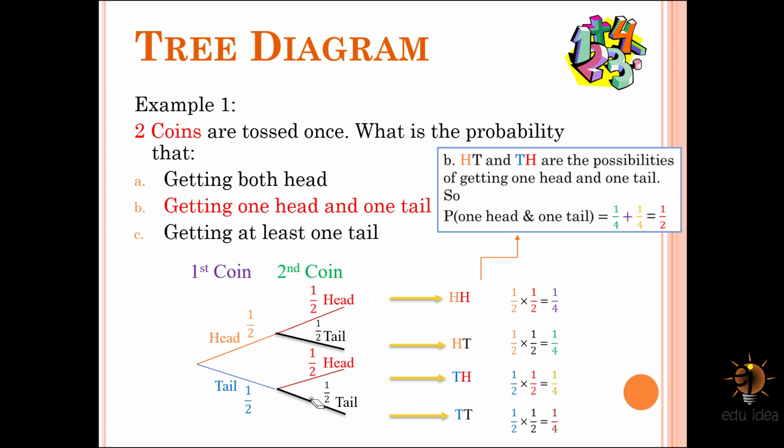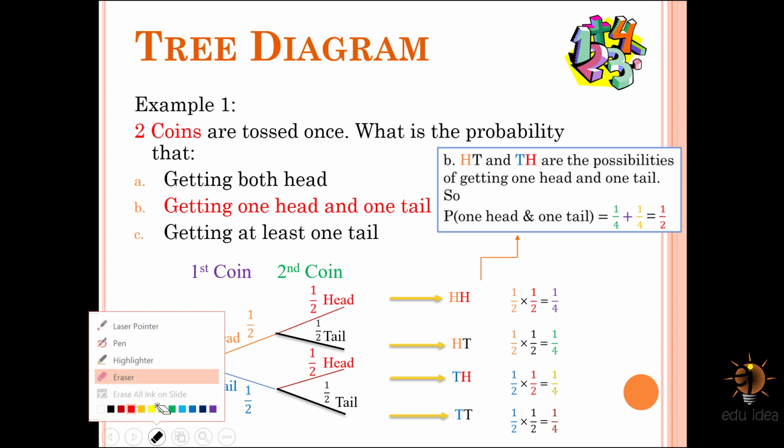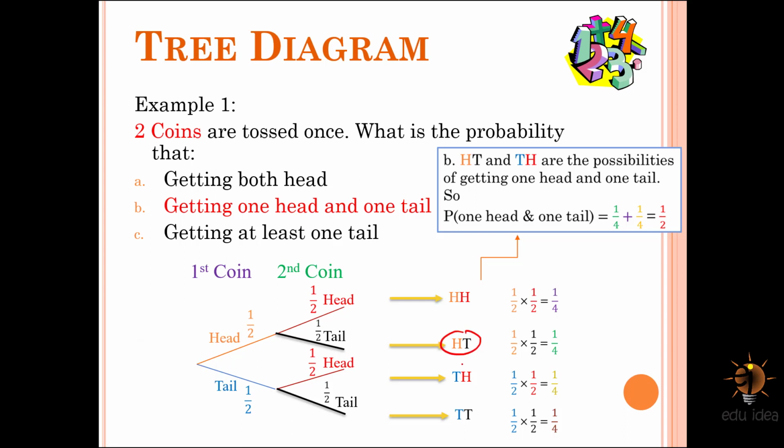It doesn't matter which coin is head and which one is tail, as long as you have one head and one tail. So you have these two possibilities, this one and this one, because those two have one head and one tail. Here, this one is 1/4 and this one is 1/4, which means that we add those two numbers, if it's "or". So for getting one head and one tail, you add the probabilities.